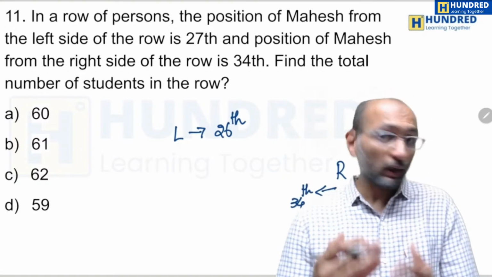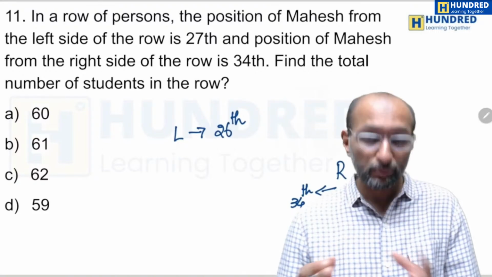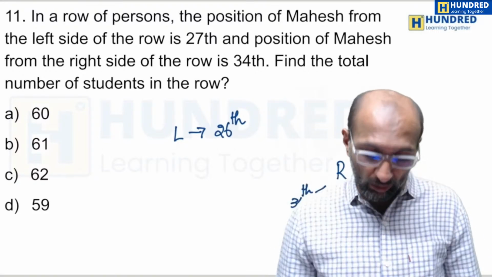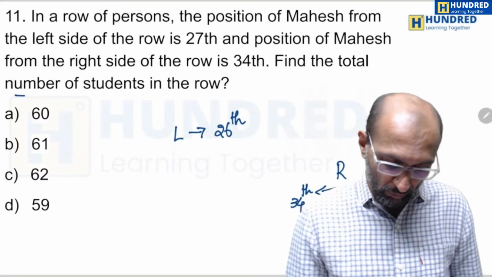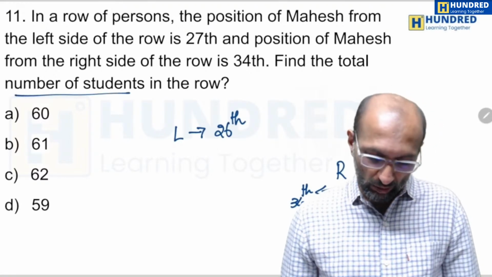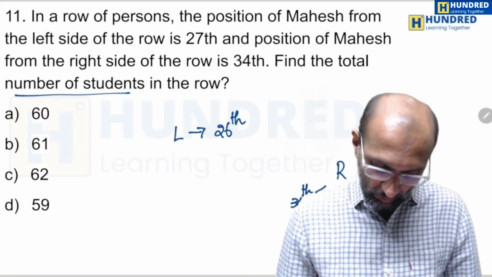There can be overlap, definitely. Okay, Mahesh's position, but we don't know what it is. We have to find out the number of students. Correct? So what does it mean? 27.